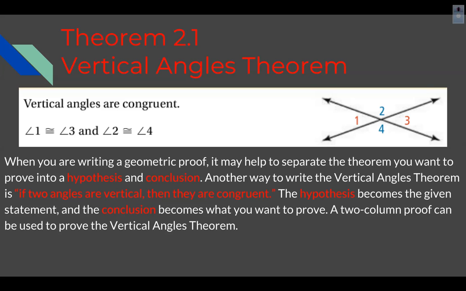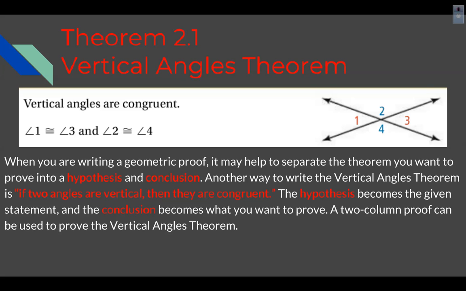When you're writing a geometric proof, it may help to separate the theorem that you want to prove into a hypothesis and conclusion, which we call a conditional statement. Another way to write the vertical angles theorem is: if two angles are vertical, then they are congruent. The hypothesis becomes the given statement, and the conditional conclusion becomes what we're trying to prove. We're trying to prove that they are congruent.